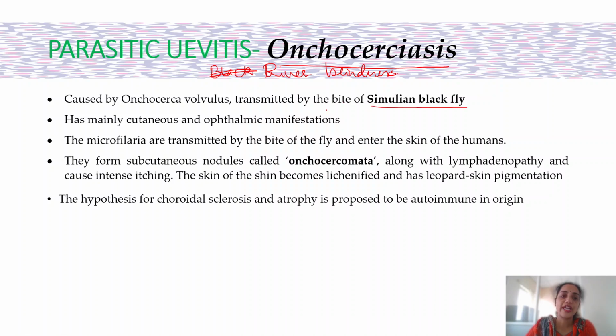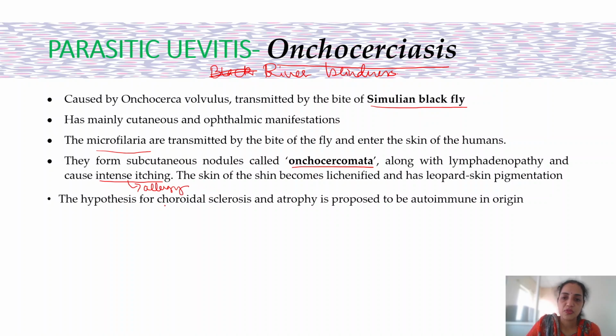So what happens when the fly bites? The microfilaria that are present within the fly are transmitted into the skin, and subcutaneous nodules form. These are known as onchocercomata, along with regional lymphadenopathy and intense itching. All these show that it is the intense allergy that is causing all the manifestations. The skin of the shin becomes lichenified and has leopard skin pigmentation.